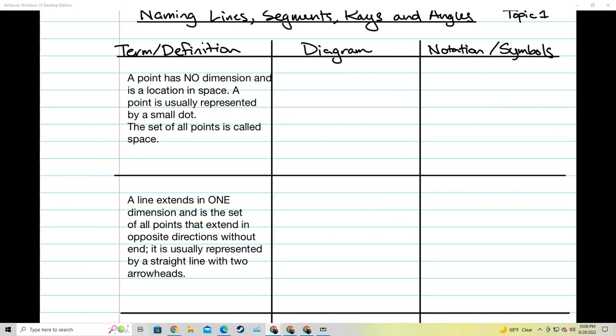It says a point has no dimension and is a location in space. A point is usually represented by a small dot. The set of all points is called space. So what I'm going to do is I'm going to go ahead and highlight our vocabulary word, which is a point. And I'm going to go ahead and draw a point. Now I'm going to draw a point like what looks like to be on a sheet of paper, just so I can create some space like it's said on the definition.